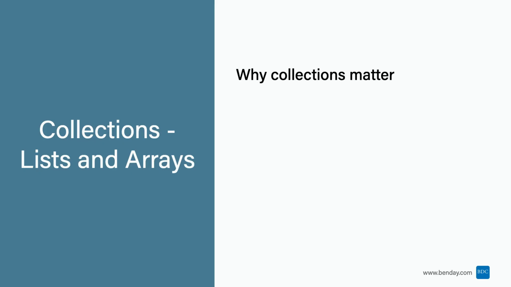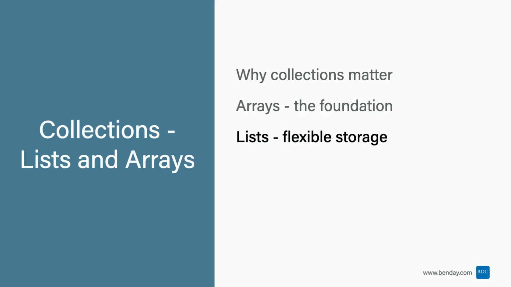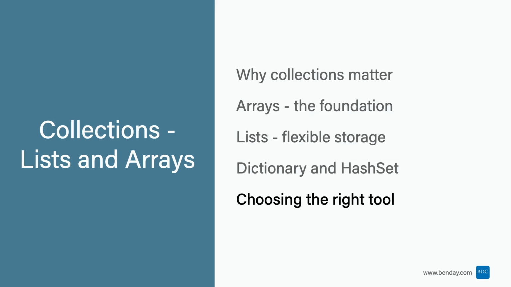First, we'll start off with why collections matter. We'll start by covering arrays and discuss their upsides and downsides. Then we'll move to more sophisticated collection types, and that'll bring us to lists. After lists, we'll cover a couple of collections that help with quick in-memory data retrieval, named Dictionary and HashSet, and we'll wrap up with some thoughts on which type to choose.